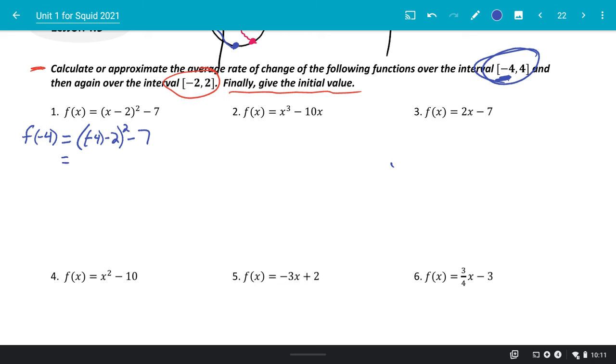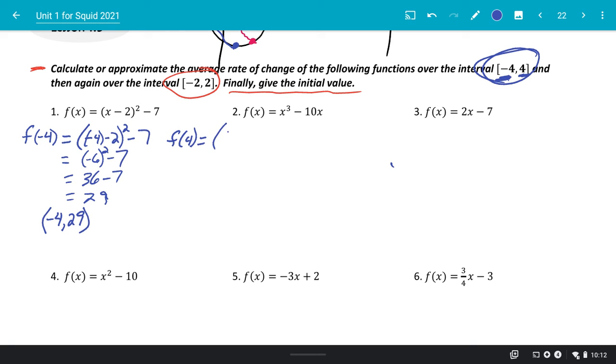Now I simplify. -4 minus 2 is -6. -6 squared is 36. 36 minus 7 is 29. Now I did all that work just to find that my input is -4 and my output is 29. Cool? Now I'm going to do it again for 4. Find f of 4.